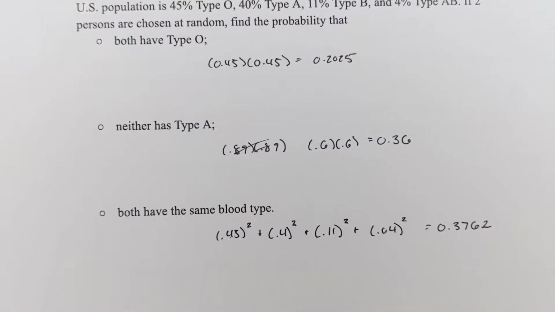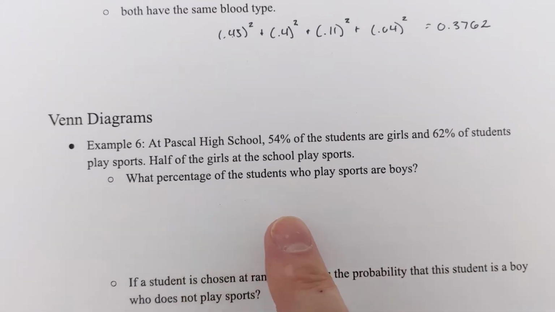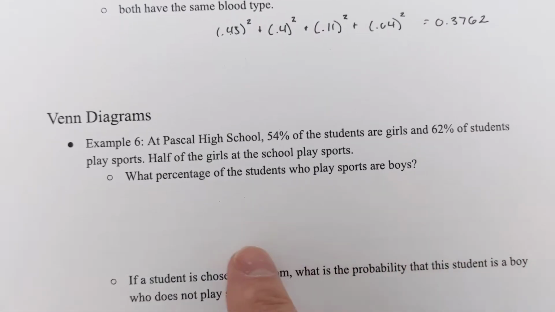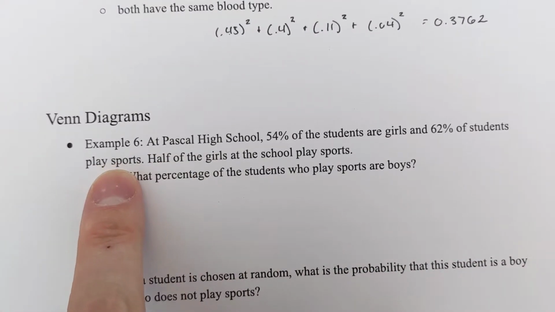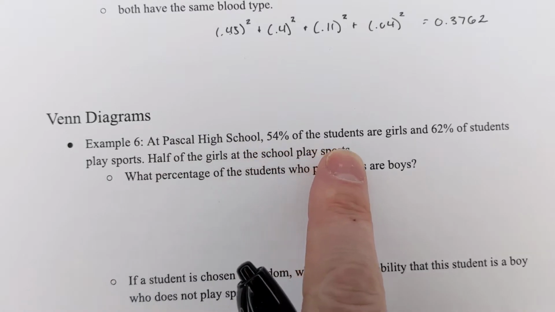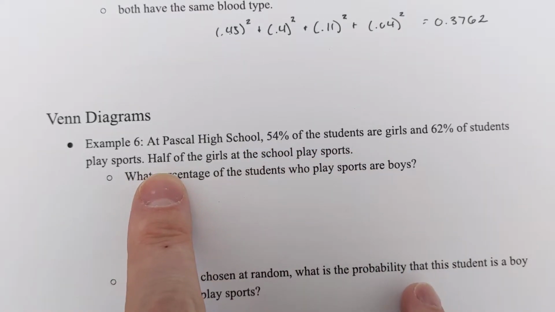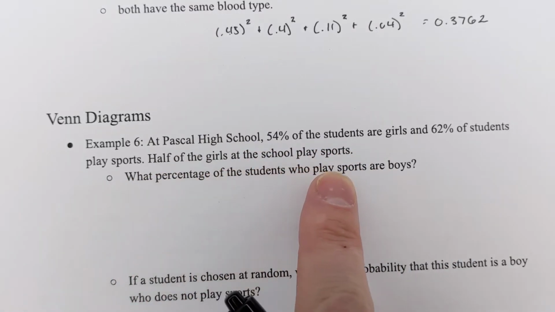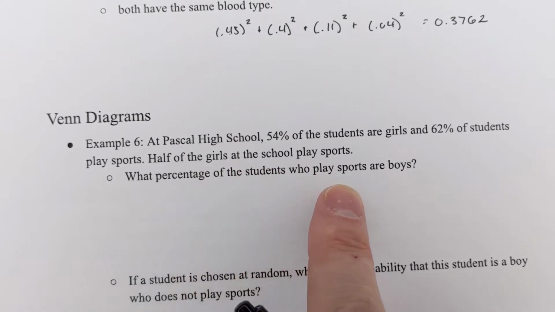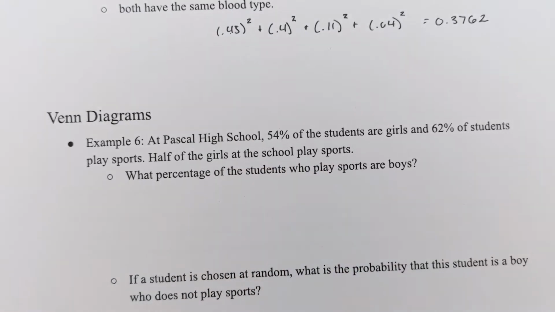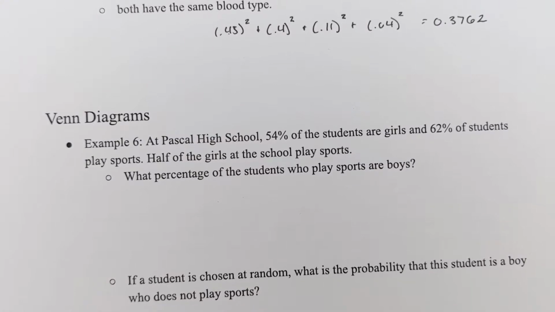All right, Venn diagram. So this is where you have the circles that overlap. So example 6 here: Pascal High School, 54% of the students are girls and 62% of the students play sports. Half of the girls at the school play sports. What percent of the students who play sports are boys? Okay, so let's see here.